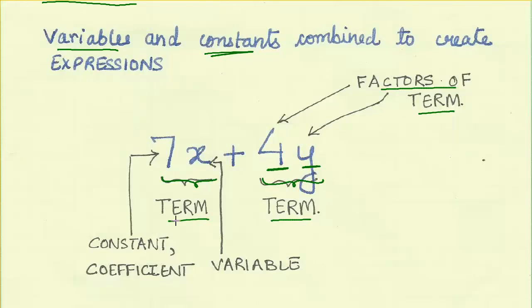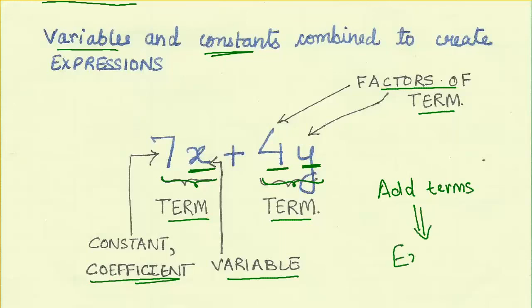And as I mentioned, the number 4 and number 7, these are constants. They are also known as coefficients, and the letters x and y, they are the variables. So to summarize, what we do is we combine terms, or we add terms, to form expressions. So that is the key idea you need to familiarize yourself with.